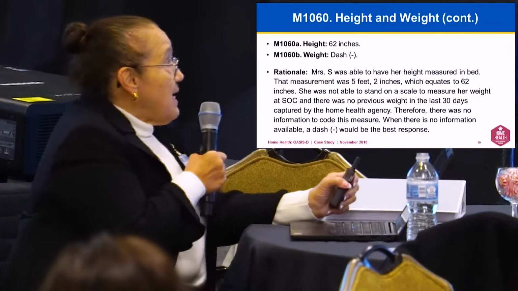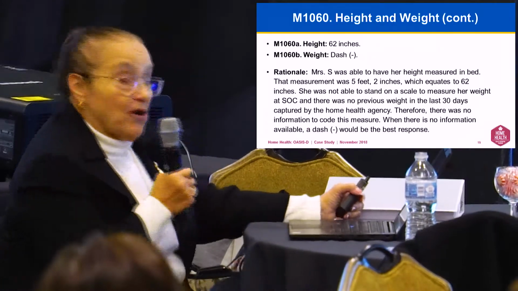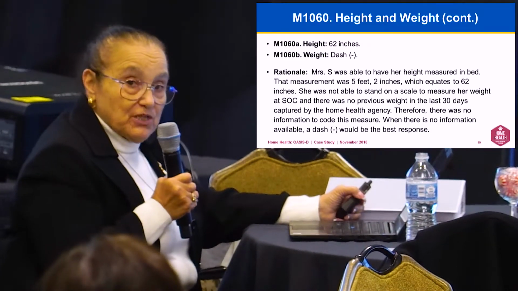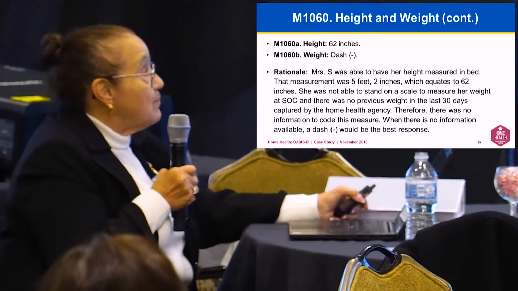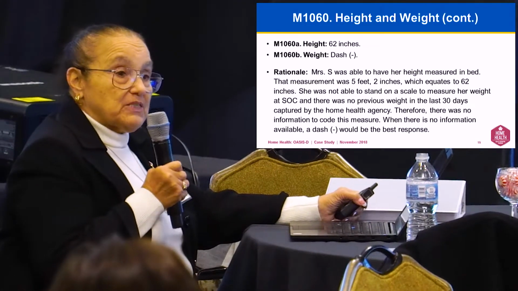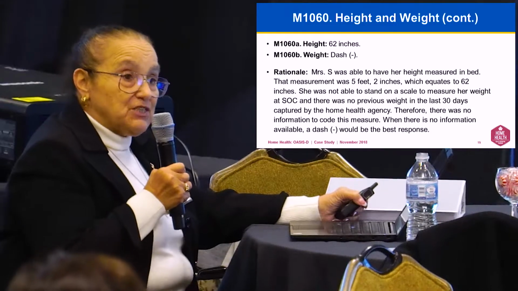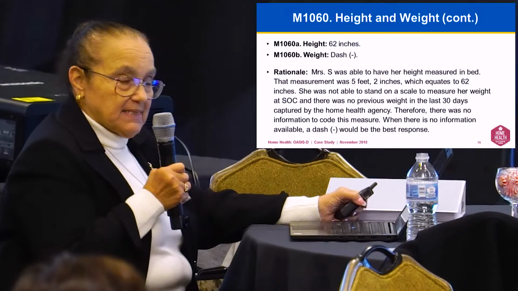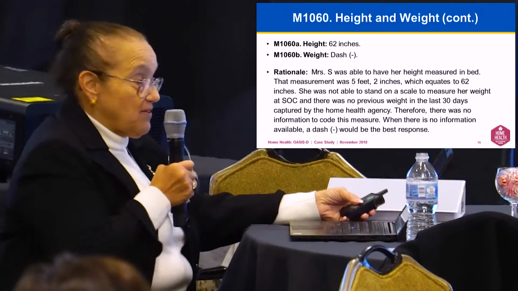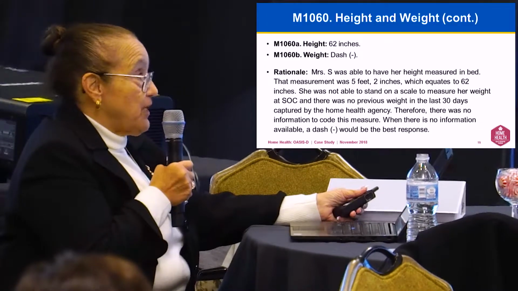The rationale being that Mrs. S was able to have her height measured in the bed at 5 feet 2 inches, which equates to 62 inches. However, she is unable to stand on a scale. There is no previous agency-obtained weight within the preceding 30 days, therefore no information is available, so we are using a dash here.